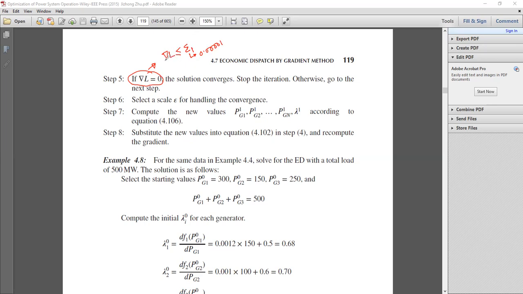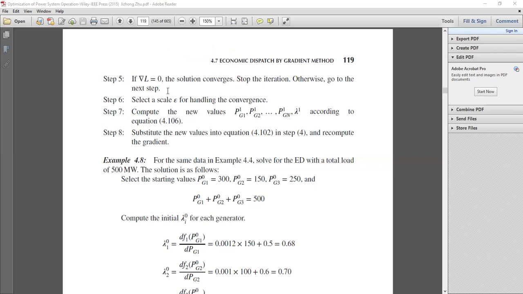So that means if all the entries of del L are less than or equal to this, then we are done. One way to do that is to take the absolute value and take the maximum of that. If the maximum of the absolute value of del L, that means for all the n plus 1 entries, it will check the absolute value and take the maximum. If that maximum value is less than this, then we will say that it has converged, not exactly 0. So if that condition is true, then the solution would be considered to be converged.